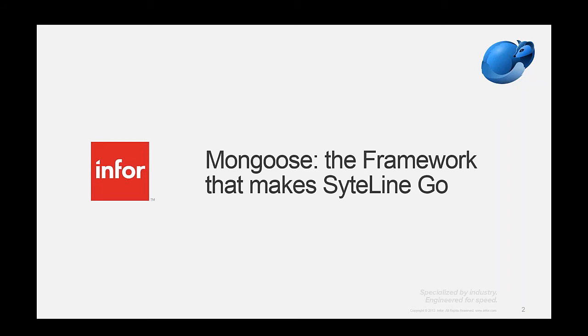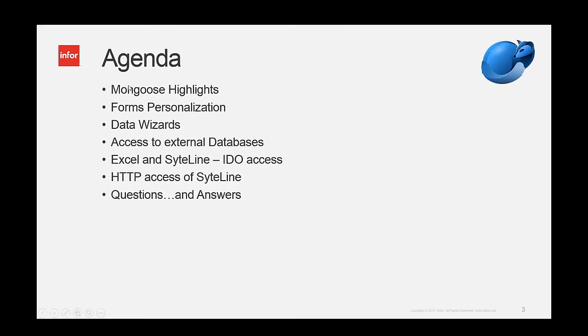So with that, we're going to take a look at Mongoose. Mongoose is the core technology that really makes SyteLine run. We're going to run through some of the highlights of Mongoose and some of the new features in Mongoose. We're going to run through some forms personalization, some things that can make the software work a little bit better for you, really kind of tune it up. This is one of those unique capabilities of SyteLine, the Mongoose technology. I don't believe it's really found in any other major ERP, with the flexibility and capability you've got to make the forms your own, make the data your own.